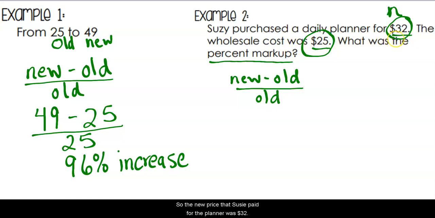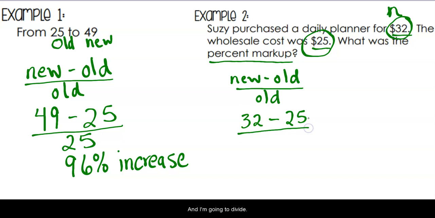So the new price that Susie paid for the planner was $32. I'm going to subtract that from the wholesale price, and I'm going to divide by the wholesale because that was the original price so that I can calculate the percent markup.